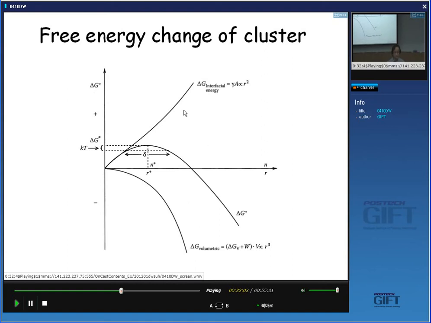Right? So we can say the cluster smaller than this critical radius always exists as an embryo. And the cluster larger than this critical size always becomes a stable nucleus. Okay?